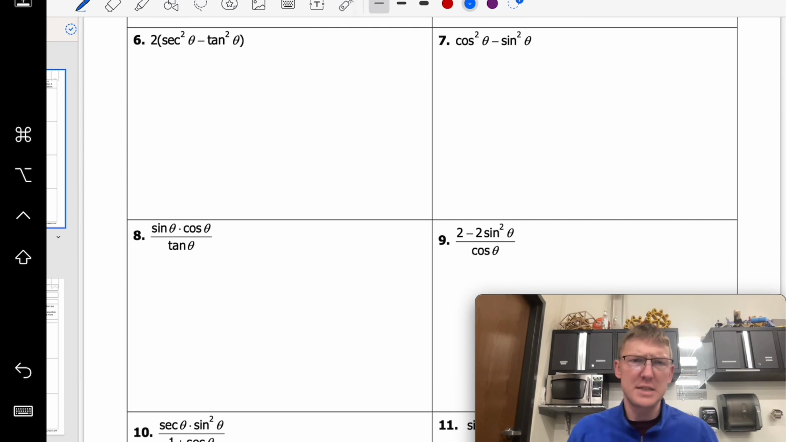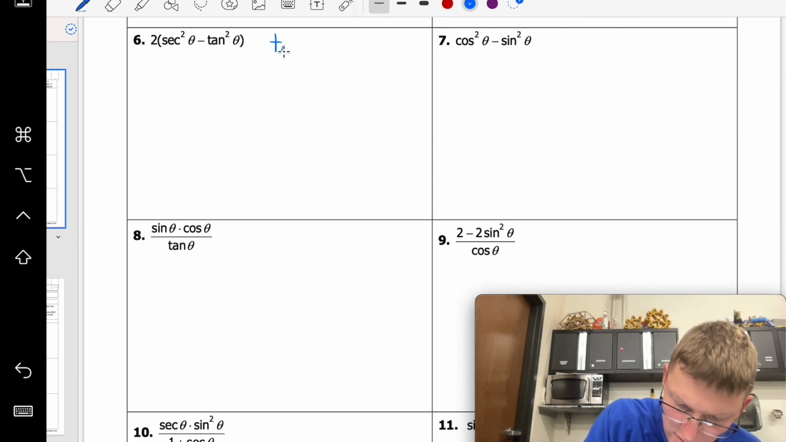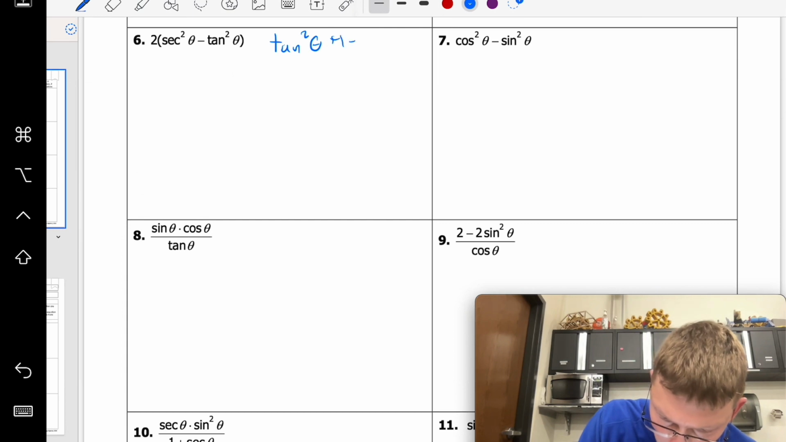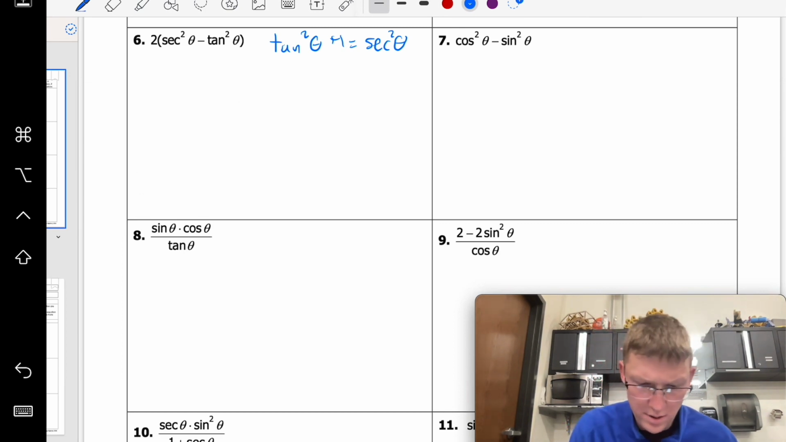Okay, so number 6, that looks weird, but whatever. We've got secant squared and tangent squared. I see a squared, I'm immediately thinking Pythagorean stuff. We've got a Pythagorean equation that has tangent in it. And if you remember, that is tangent squared of theta plus 1 equals secant squared of theta. Okay, so we're really close. We've got a tangent, we've got a secant.